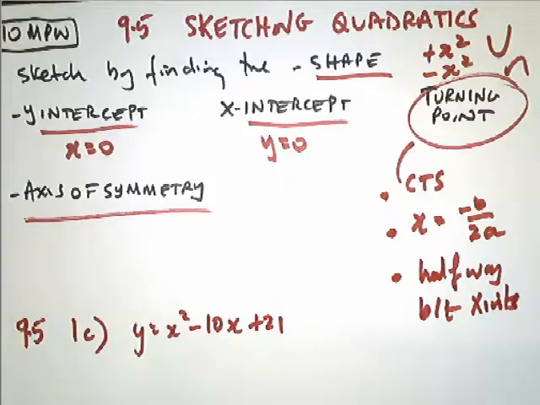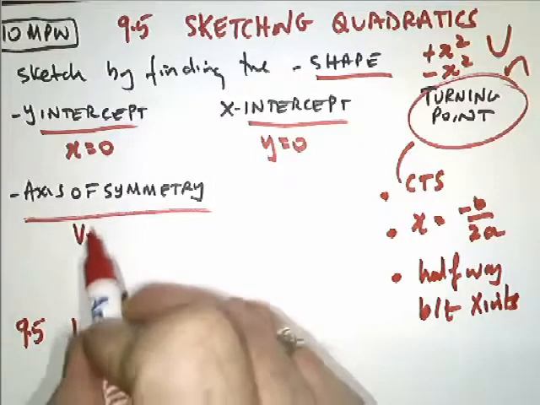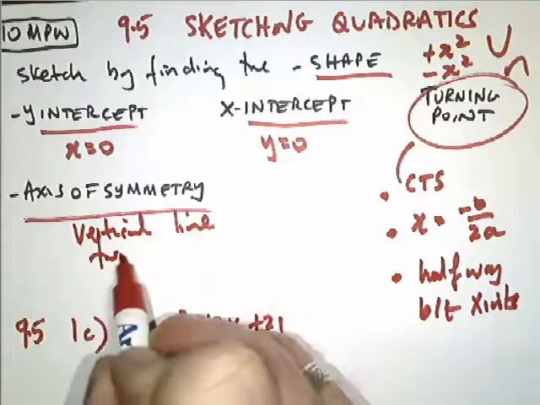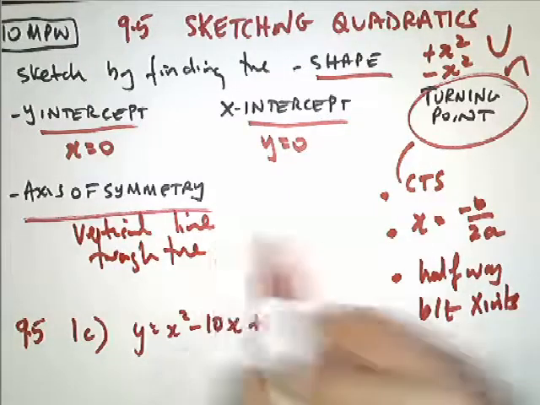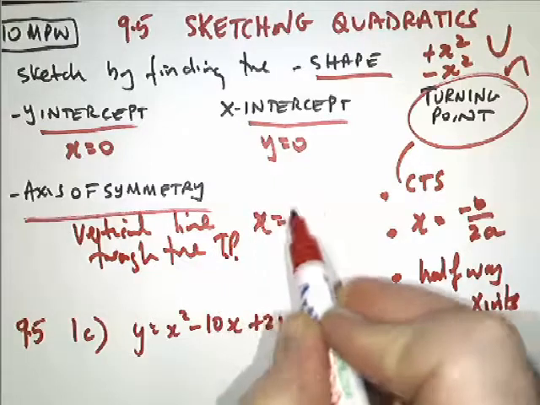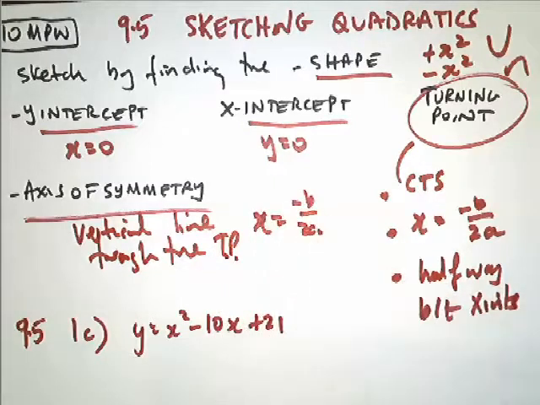The axis of symmetry is a vertical line through the turning point. Therefore it's going to be x equals minus b over 2a.